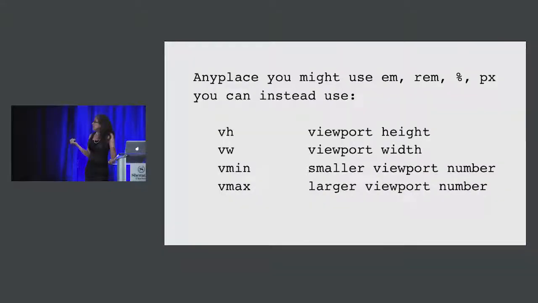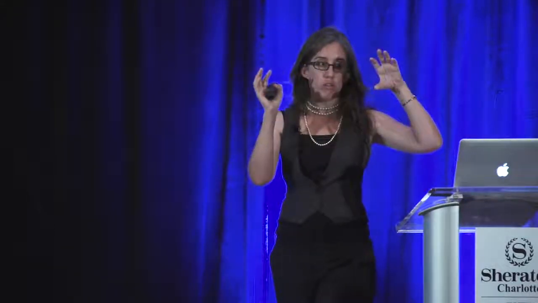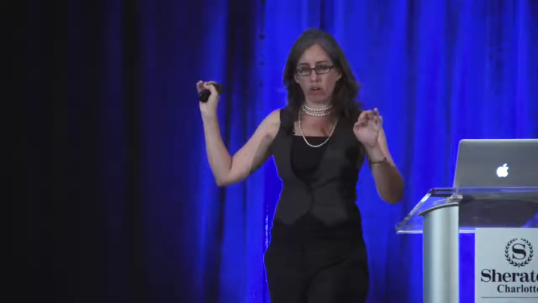Basically, the deal is any place that you might use pixels, rem, or percents as a unit, you can instead use VH, VW, Vmin, and Vmax. Vmin will look at the width and the height, and it will just give you whichever one's smaller, and Vmax will give you whichever one is bigger. They're a little buggier. The implementation of those is a little bit buggier, so you might have to be a little bit careful.